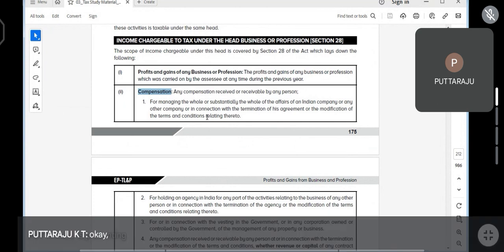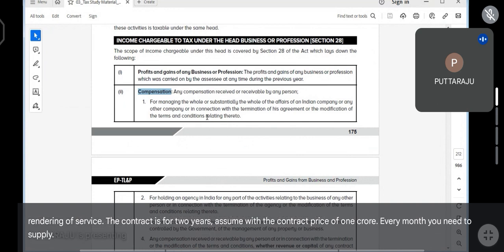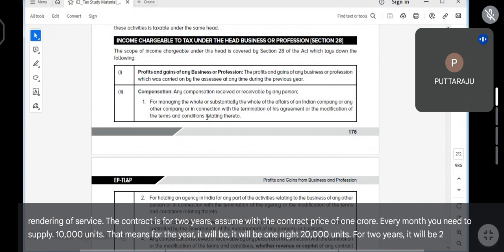Okay. That means you have entered into a contract with some other person for the supply of goods or rendering of service. The contract is for 2 years. Assume the contract price is 1 crore. Every month you need to supply 10,000 units. That means for the year it will be 1,20,000 units. For 2 years it will be 2,40,000 units.